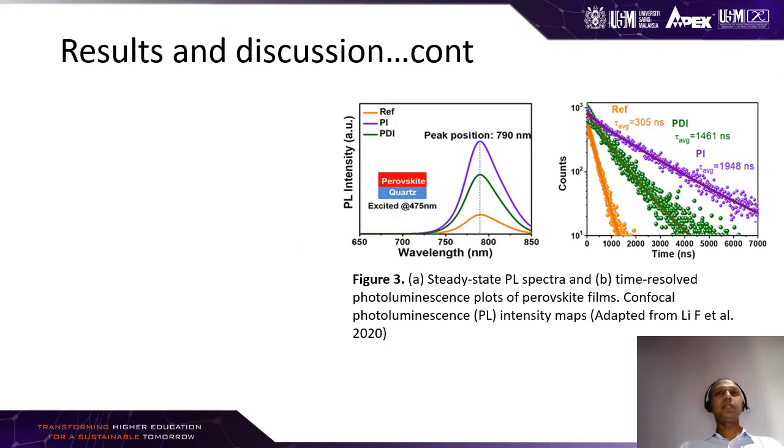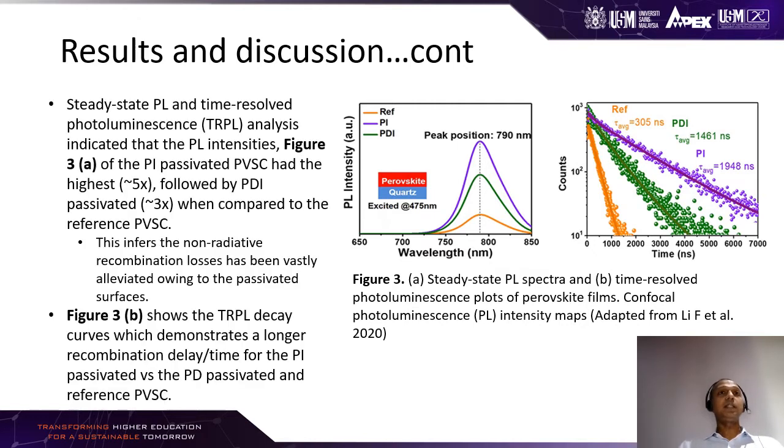Now, continuing further on the results, here are the photoluminescence spectra as well as the time-resolved photoluminescence plots of the perovskite films. You can see the steady-state charts indicated on chart 3A over here. It indicated that the PI passivated PVSC had the highest, about 5x improvement, followed by the PDI passivated about 3x when compared to the reference PVSC. This infers the non-radiative recombination losses have been vastly alleviated owing to the passivated surfaces.